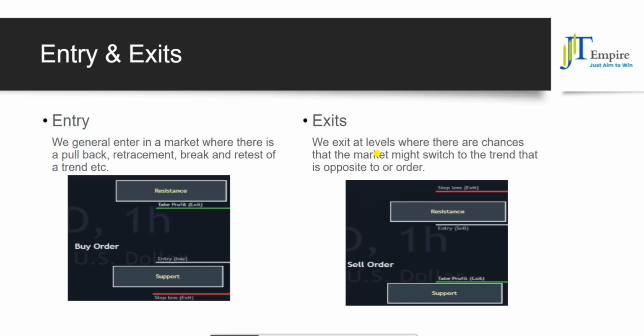Entries and exits, very important. We generally enter the market where there's a pullback, retracement, break, and retest of trend, etc. We exit at levels where there are chances that the market might switch or reverse to the trend that is opposite to our order. Our buy entries or buy orders should be on a support, and our exit for our buy positions should be at a resistance. On the opposite, our sell orders or sell entries should be at a resistance, and our take profit or our exit should be at a support.